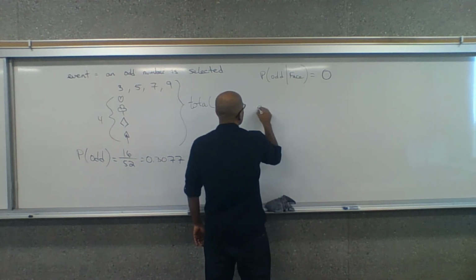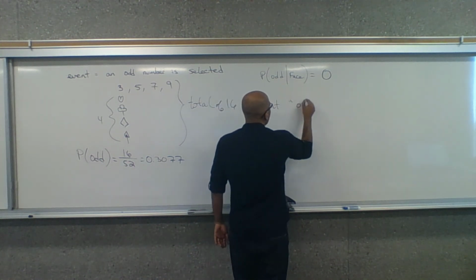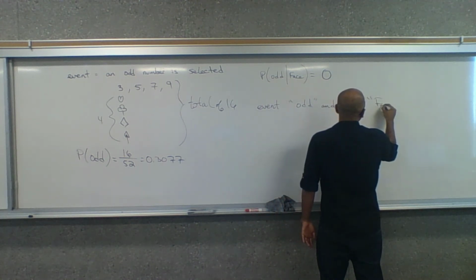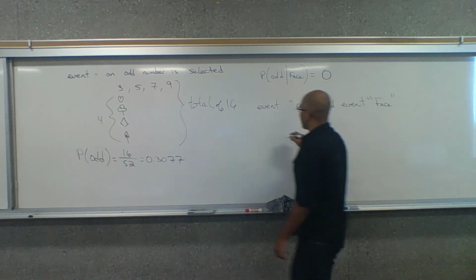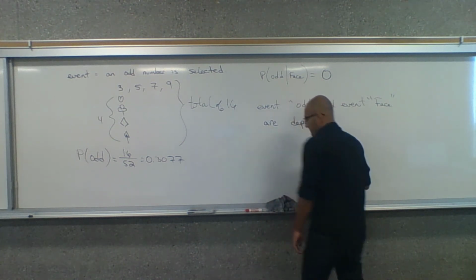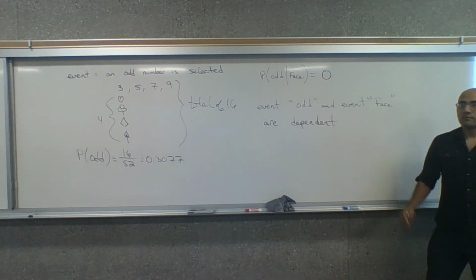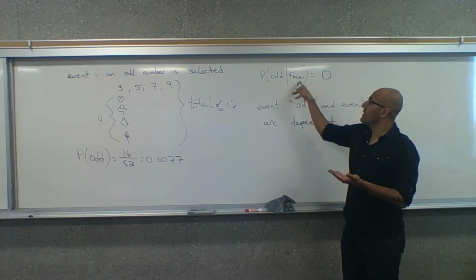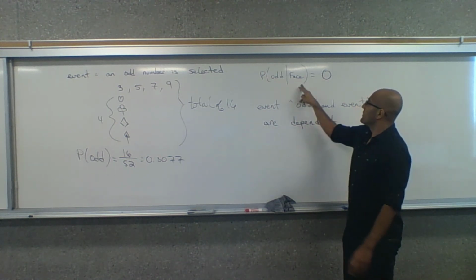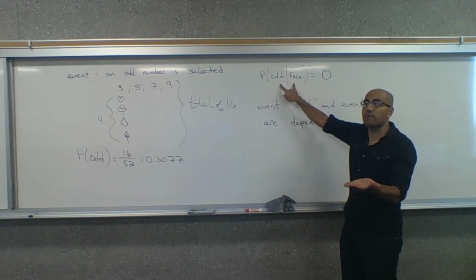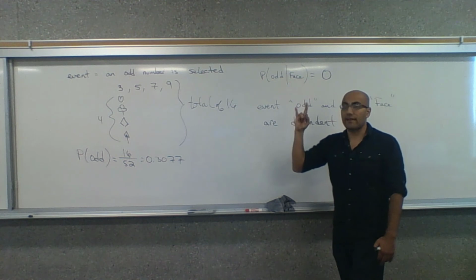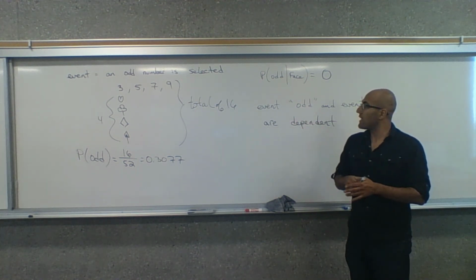So event odd and event it's a face card are dependent. Any questions about that? No? So if the additional information changes the probability, either making it better or making it worse, it just makes it different, then those two things affect each other, they're dependent on each other. In the other case, they did not affect each other, the probability stayed the same, then they stayed independent.